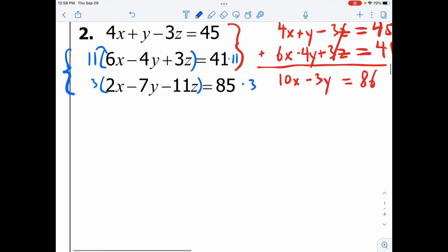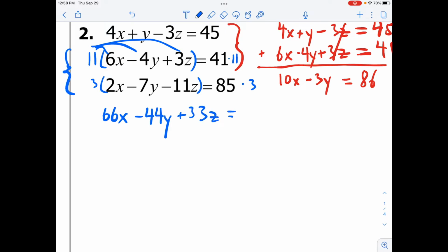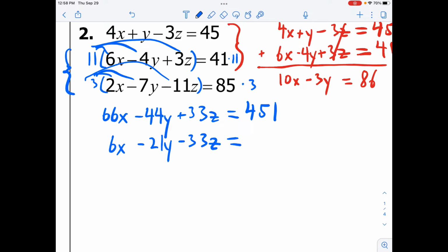We get 11 times 6 is 66x minus 44y plus 33z equals 41 times 11. Be sure to always check your work a lot on these guys, because even if you know what you're doing here, there's a lot of room to make mistakes. There's a lot of opportunities to make dumb mistakes. So 3 times 2x is 6x, 3 times minus 7y is -21y, 3 times -11z is -33z. That equals 85 times 3, which is 255, okay?